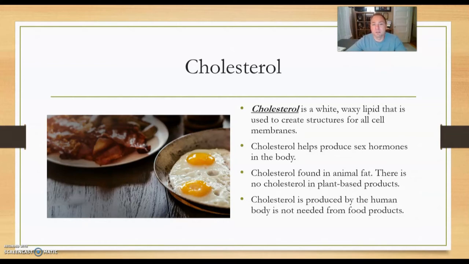Now, interesting to note, cholesterol, because we hear it's bad all the time, you can't have too much cholesterol, right? It's only found in animal fat. There is no cholesterol found in plant-based products. You'll never find it in plant-based products. There just is none, okay? Cholesterol is produced by the human body, and it's not needed from food products. So if you do take it in, all right, let's take it in within a reasonable amount, and let's kind of watch it, but it is not going to be detrimental to your health, especially if you eat a whole natural food diet.